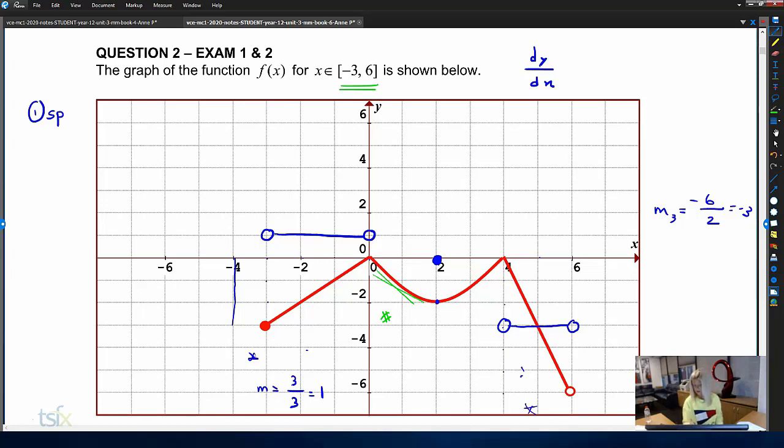And likewise, go to the right of the stationary point at 2, and you can see if you draw the gradient of the tangent at any point to the right on that rule, that it's a positive gradient. So the region of that gradient function should be up here.